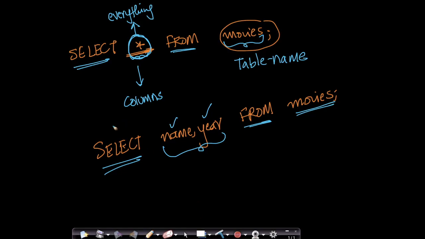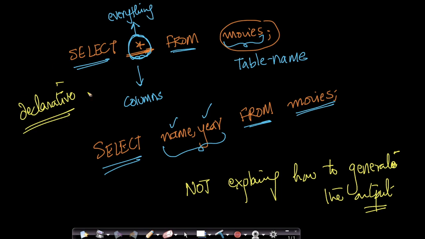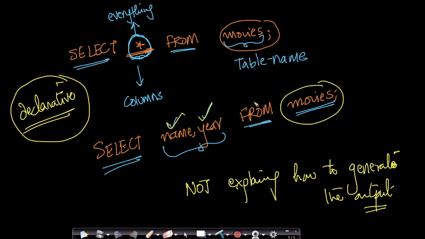And one thing you have to notice here is, remember, we are not saying how to generate the output. As we discussed, SQL is a declarative programming language, if you want to think about it. It's not a procedural thing. Here you just say what you want. You're saying, I want the columns name and year from this table. It is the SQL engine, the query optimizer, everything that takes care of how to do it. The parser, the compiler, everything that's there within the database. You only say what you want.